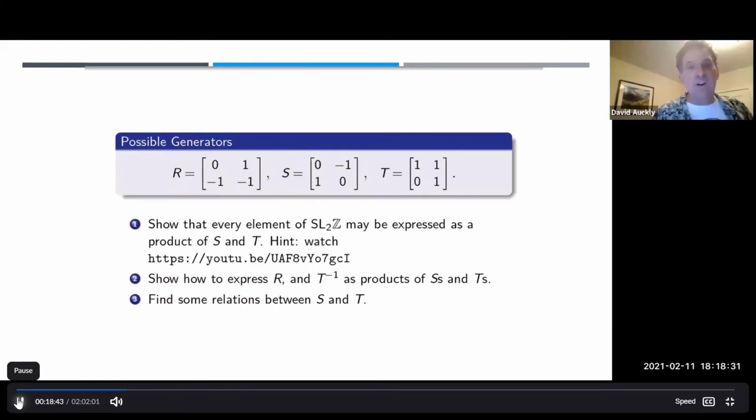See if you can figure out how to generate a general ABCD matrix using just products of S's and T's. See if you can get this matrix in particular using a product of S's and T's. See if you can get T inverse. T inverse is going to be the thing such that if I do T inverse times T, I would get a matrix that looks like 1, 0, 0, 1.